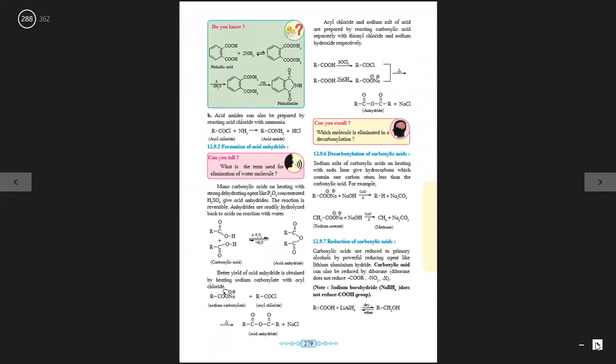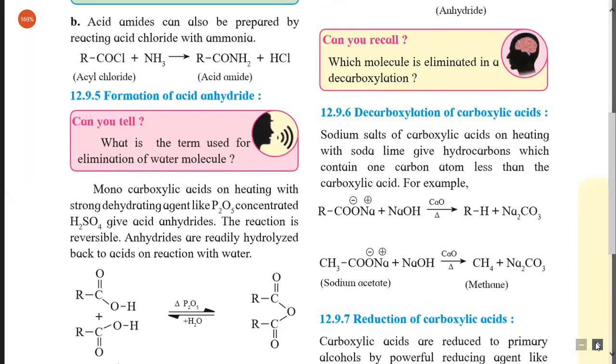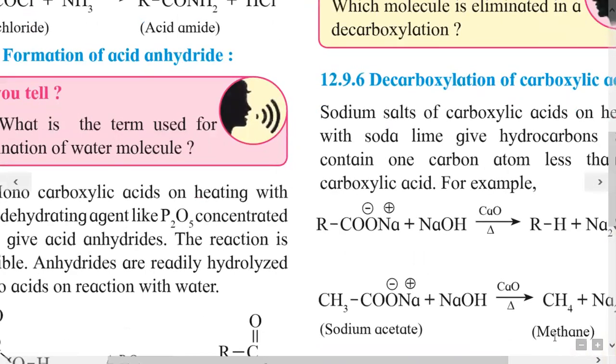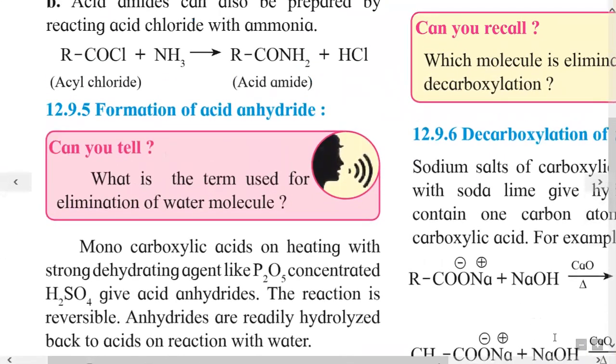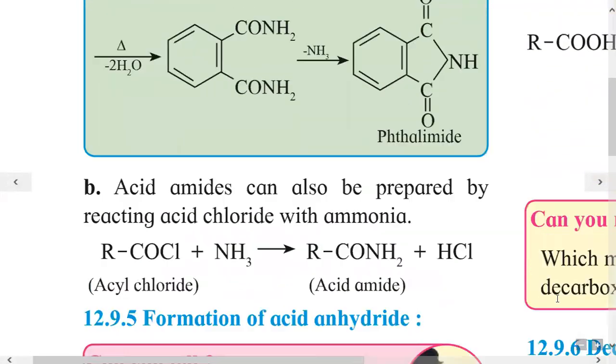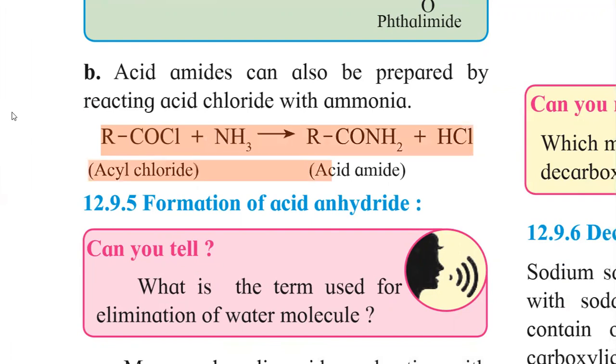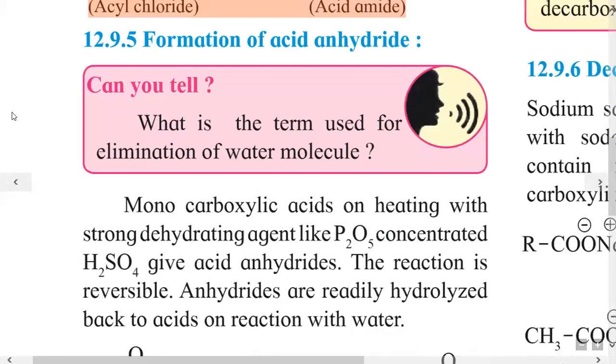Then next, acid amide can also be formed by reaction with ammonia. The equation is: RCOCl, an acid chloride, reacts with NH3, that is ammonia, and gives RCONH2, an acid amide, plus HCl. So that is about the reaction of carboxylic acid with ammonia.